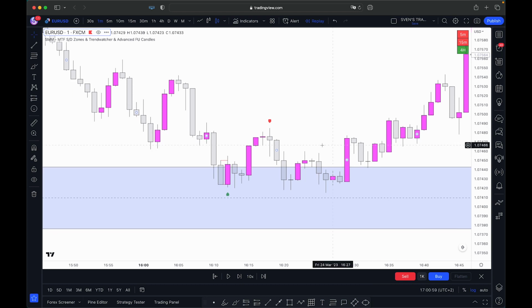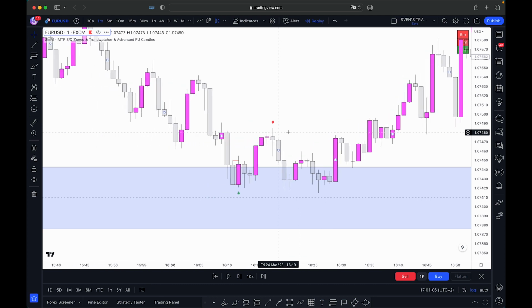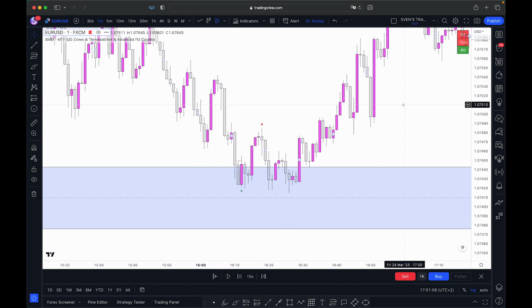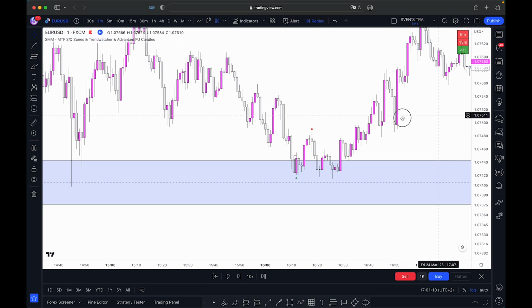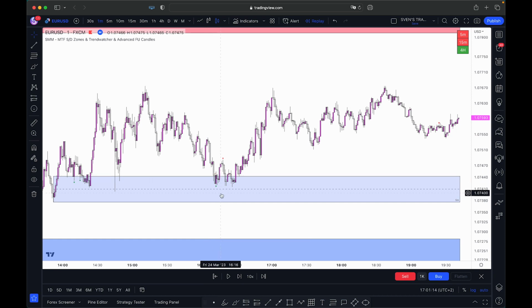So when an FU candle appears, it suggests a potential change in the market's direction. This is pretty valuable, especially when using supply and demand zones, because it can give you an extra confluence if the zones are moving, or if price is moving in the buy direction we are looking at.